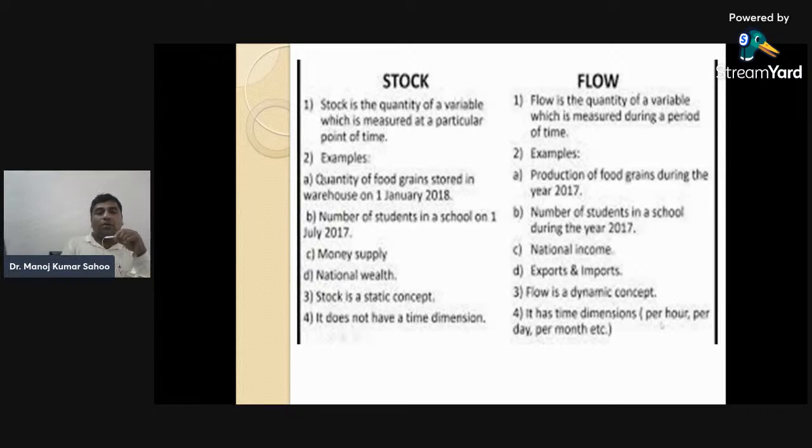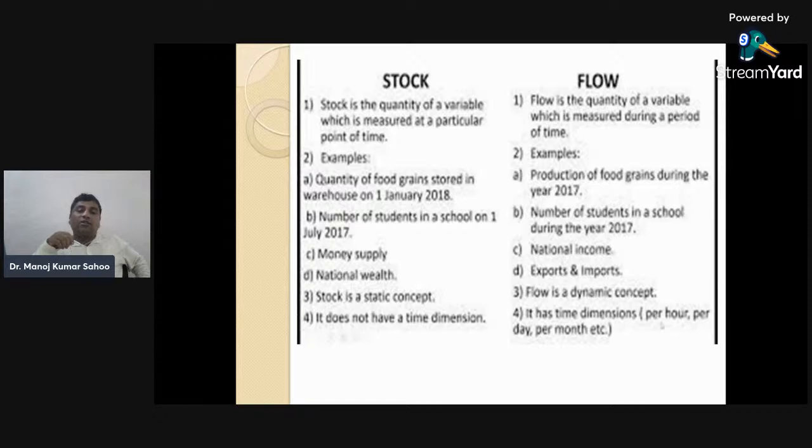Now, for example, the number of students in a school on 1st July 2017. If we are talking about a stock, suppose on 1st July 2022, how many students were in the class and in the school, a particular date is mentioned. On a particular date, what was the number of students? But in case of the flow concept, the number of students in a school during the year 2021, suppose, how many students there were in the whole year, not a particular date.